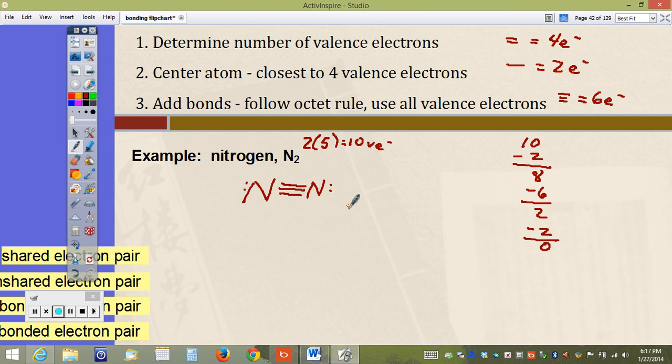I have used the correct number of valence electrons. Plus, both nitrogens have a stable octet. This nitrogen has the 6 electrons in bonds, plus 2 more, or 8. This nitrogen has these 6 electrons in a bond, plus these 2 is 8. Now yes, these electrons count for this nitrogen's octet and this one, because those electrons are being shared. It's an octet. Now in this case, this here is what is called a triple bond.